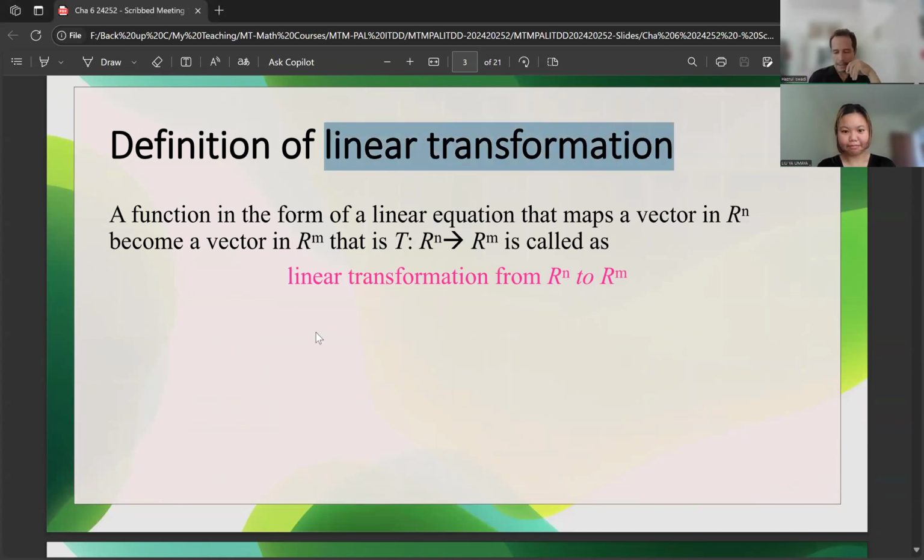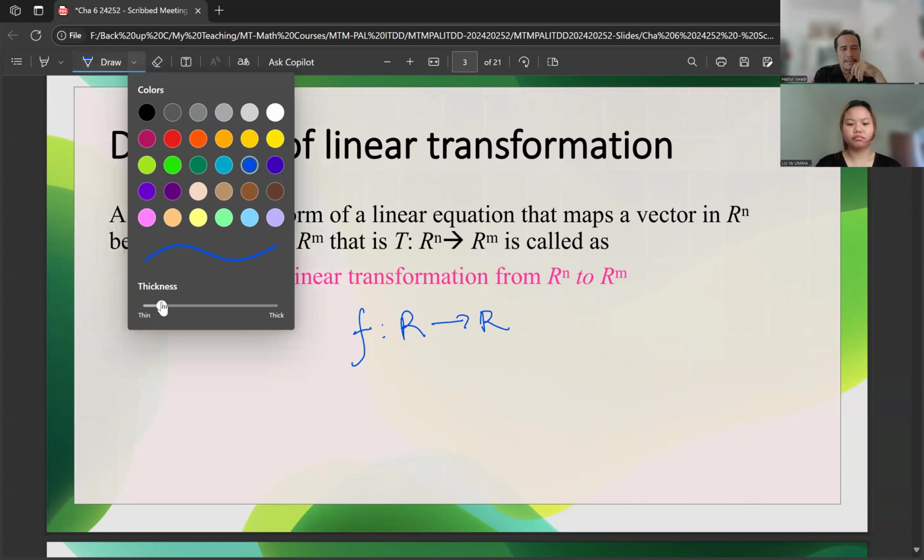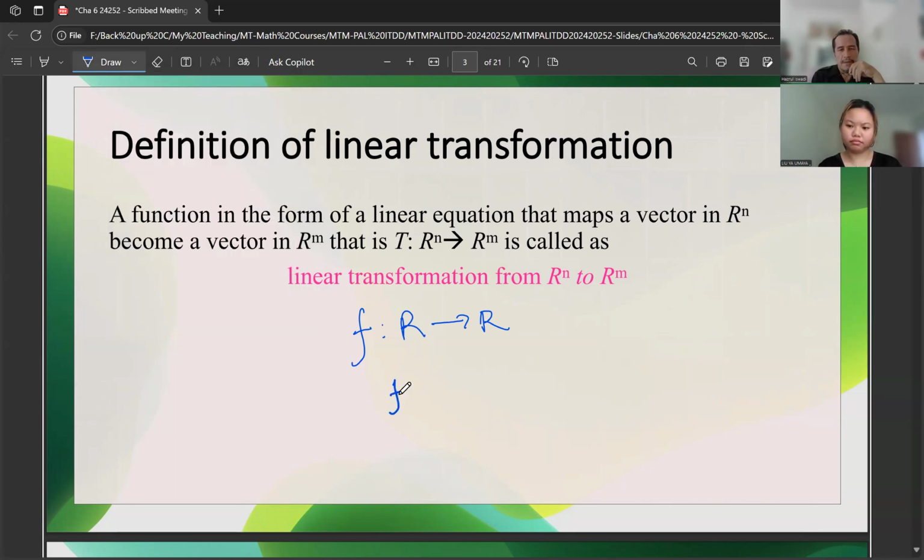We know in calculus we have functions from R to R. I will make it multiple types. So for example, y is equal to x squared.